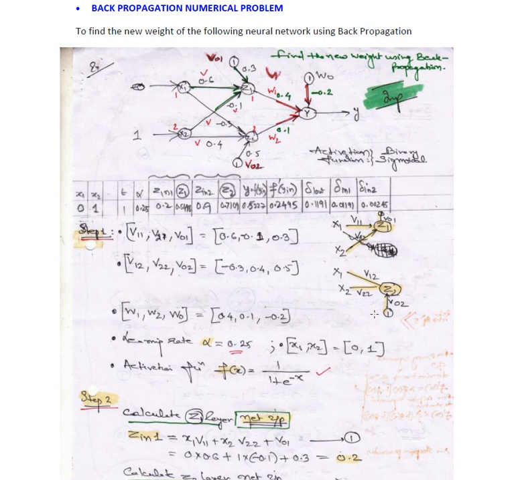Now the problem is to find the new weights of the following neural network using backpropagation. You can see that it is a two layer structure, where one hidden layer is there, followed by input and output. That's why we term it a two layer structure. But otherwise you will say this is a three layer network: input layer, hidden layer and output layer. Since a single hidden layer is there, we can use this example for understanding backpropagation.